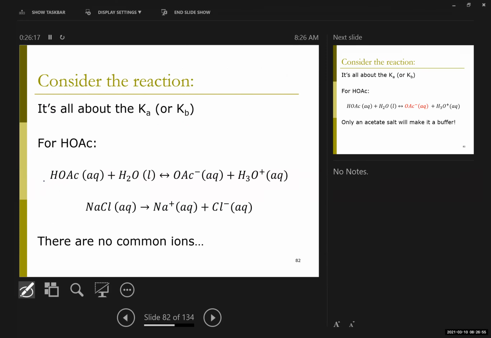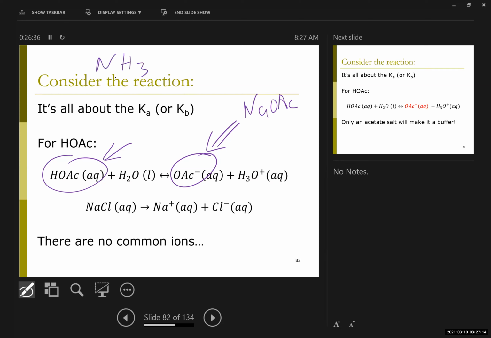So if I've got a weak acid like acetic acid, I can make a buffer, but I need a salt that contains the conjugate base. We just had ammonia, which is a weak base. I can make a buffer out of ammonia, but I need a salt that contains its conjugate, which is ammonium. If I can put in yet another pitch for why it's useful to learn to think of the acids and bases as pairs of compounds, it's only a buffer if I have the conjugate pair.